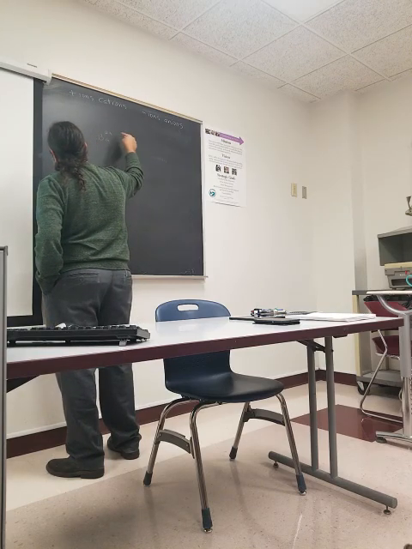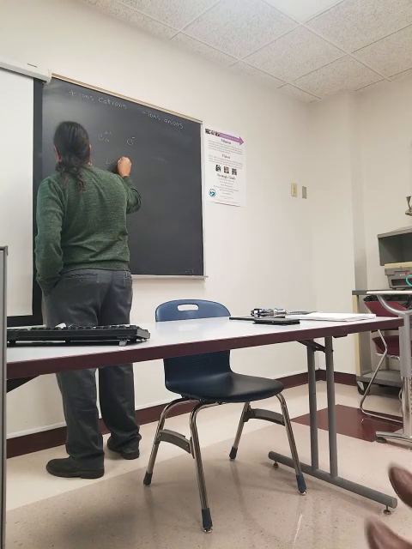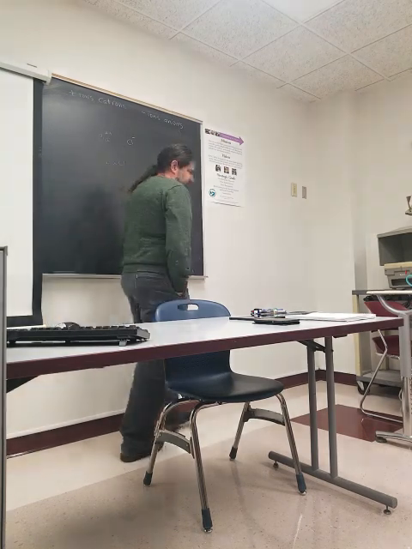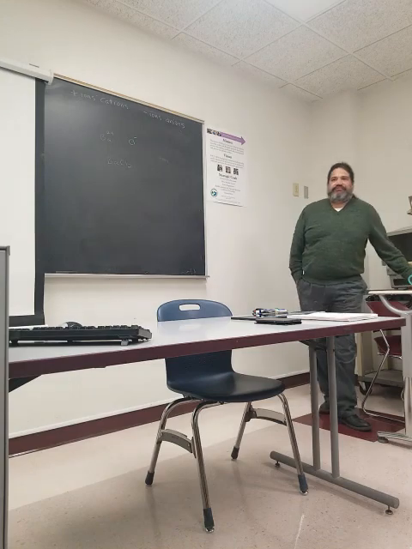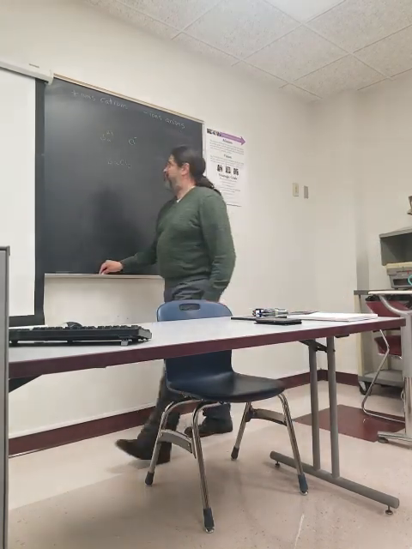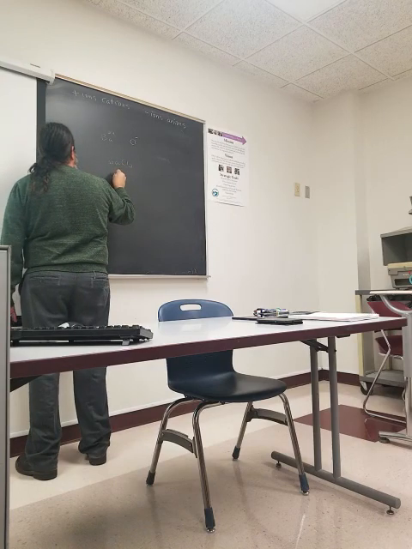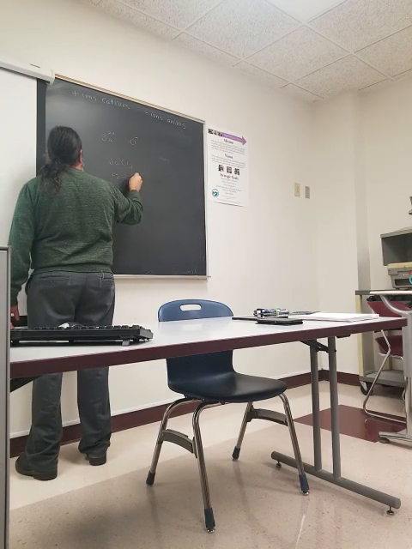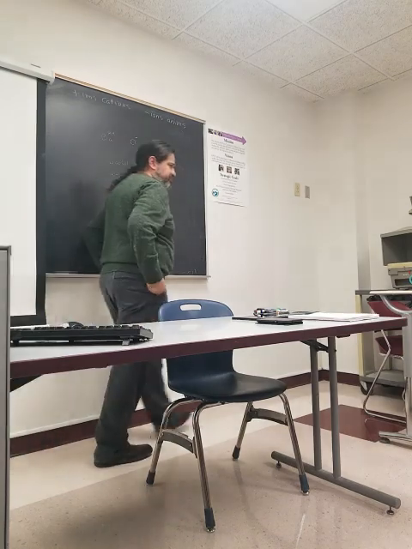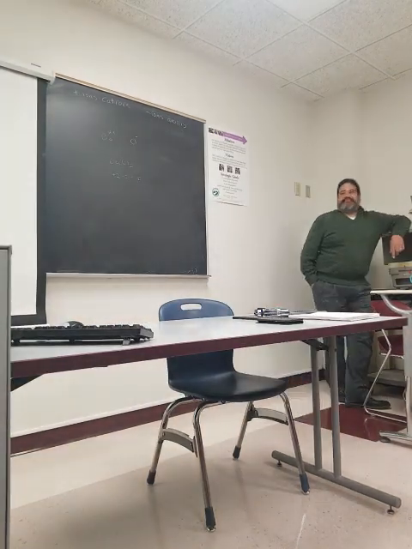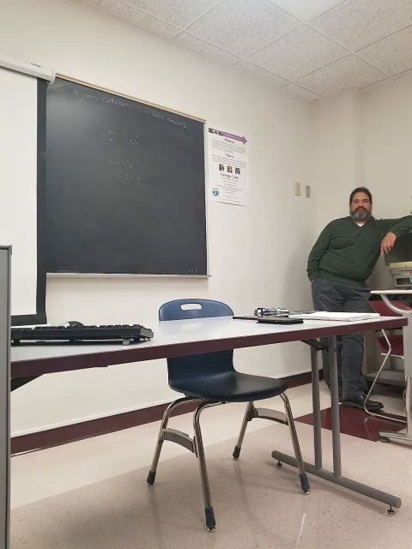How many negative 1s to cancel a positive 2? 2. So the formula is BaCl2. So positive 2 times 1 is 2. Negative 1 times 2 is negative 2. Formula for barium and chlorine is BaCl2.